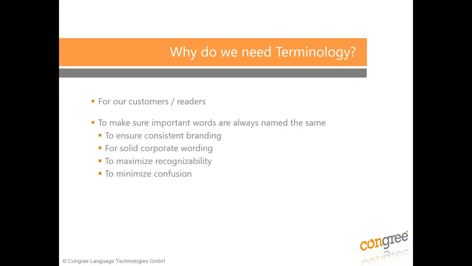And for that, we have to make sure that words are always used in the same way, so that we name everything always in the same way. This is very important to ensure that we have a consistent branding, so that we as a company always name our core products, our most important parts, like our company name, our key features, always in the same way, so that we are easily recognized in the market.